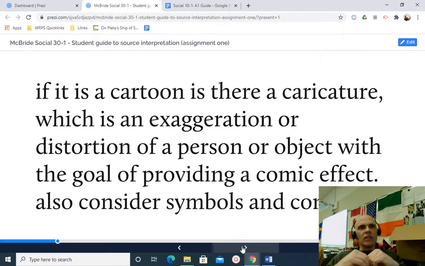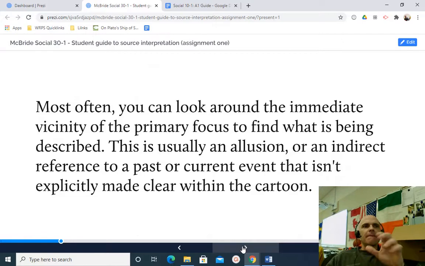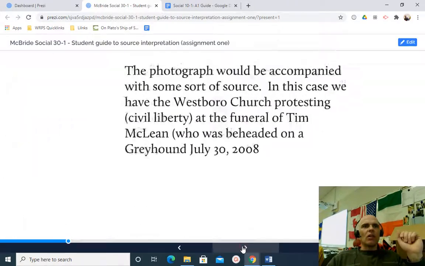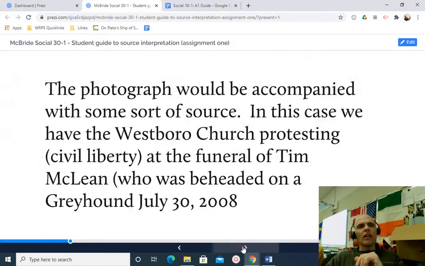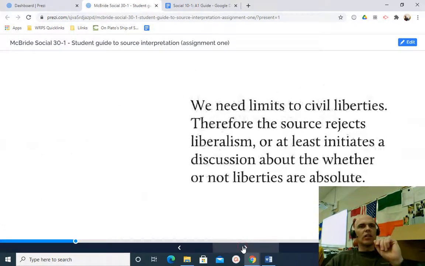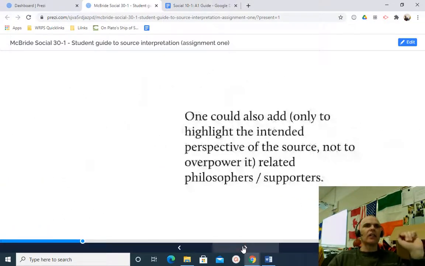If it's a cartoon, is there a caricature? What is the exaggeration or distortion of a person or object within the cartoon that may provide us the goal of providing a comic effect? Consider symbols and context. We can look at the details within a cartoon and see if it's an allusion to a specific event. So before you can do an A1, there's an entire set of cartoon analysis that you're going to need to do. All right, so that's just that quick set to get us started.